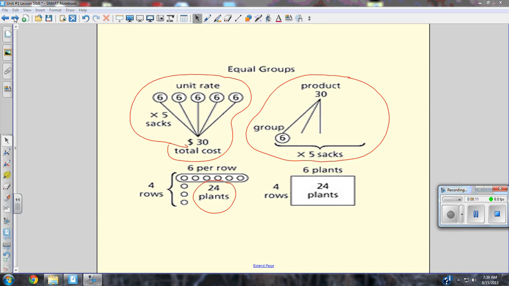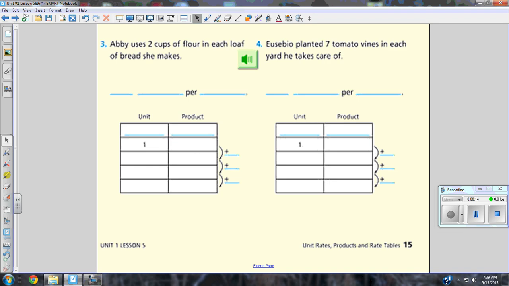And then let's look at problem number 4 on page 15. It says, Eusebio planted 7 tomato vines in each yard he takes care of. So again, we're trying to figure out if this constant rate is reasonable. So make your table, unit, product, it'd be 7 vines per yard, 7 tomato vines in each yard. So go ahead and fill that out, complete the table.